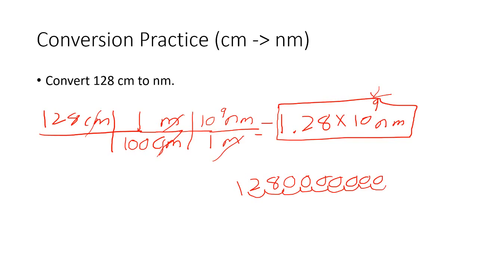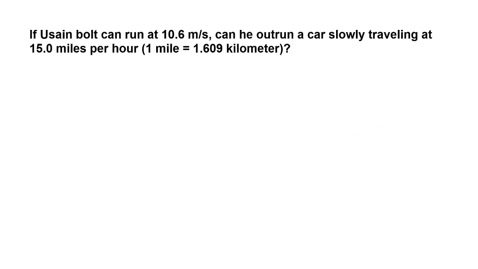Now that we've got this example, let's look at another conversion example, this time with a unit that appears in both the numerator and the denominator. Our question is that if Usain Bolt can run at 10.6 meters per second, can he outrun a car slowly traveling at 15 miles per hour, with the conversion that 1 mile equals 1.609 kilometers.